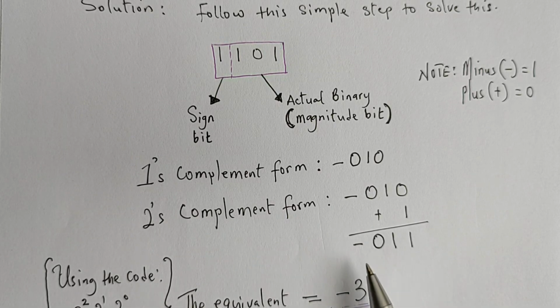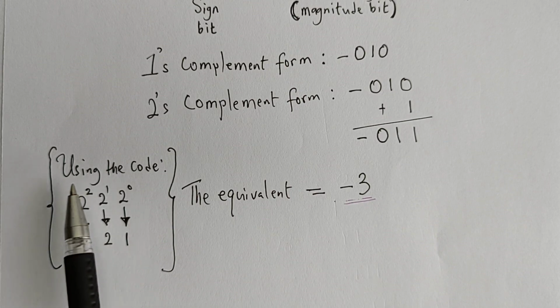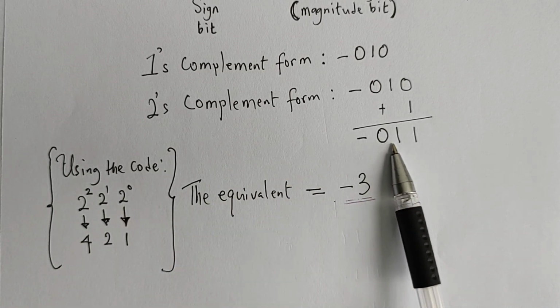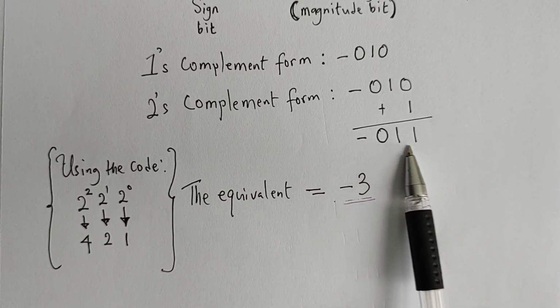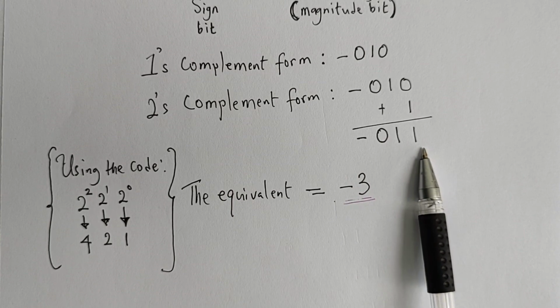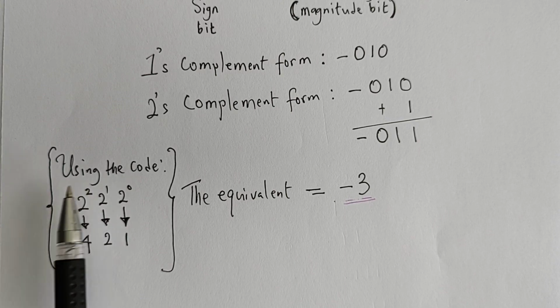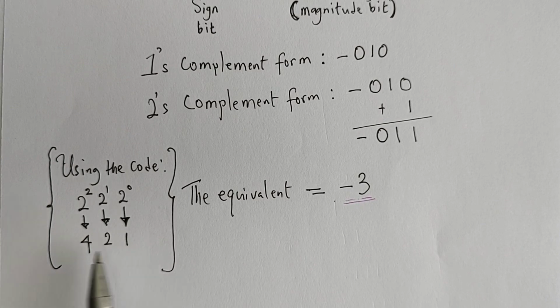Now, what we need to do next is to represent this value in decimal. We want to find the equivalent in decimal. In order to do that, we need to go back to the direct method. Since we have 3 bits, and don't forget this is a sign bit, for the actual binary we have 3 bits. So the highest value is going to be 2 raised to the power 2. So we have 2 raised to the power 2, 2 raised to the power 1, and 2 raised to the power 0, so that we can have 3 bits.